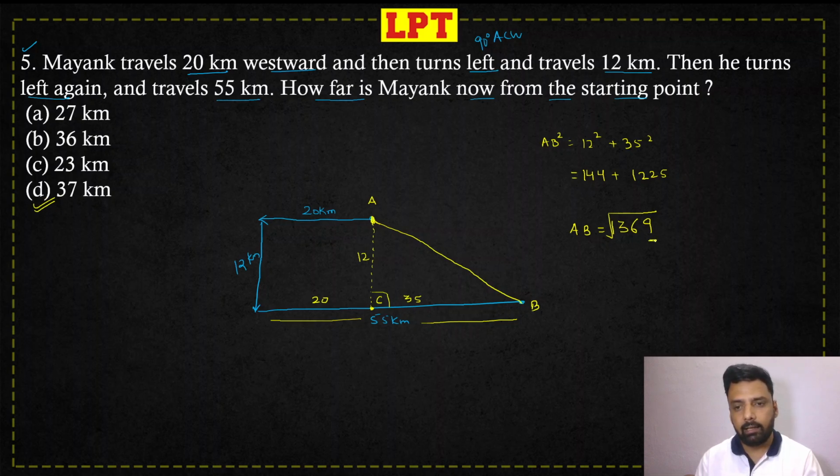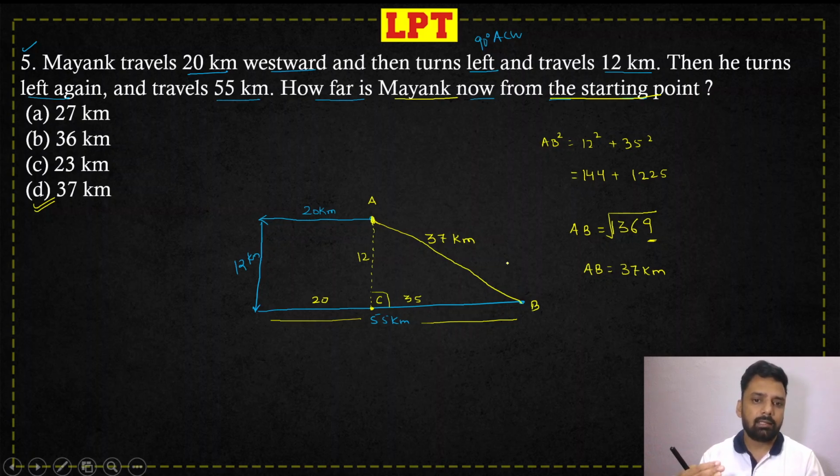We know that there is a 9 at the end. So if we take the square root, there might be 3 at the end, or there might be 7 at the end. So 23 and 27 are not possible, right? It is less than 1000, so the only possibility here is 37 kilometers. So the length of AB is 37 kilometers. So the distance of Mayank from the starting point is 37 kilometers, right?